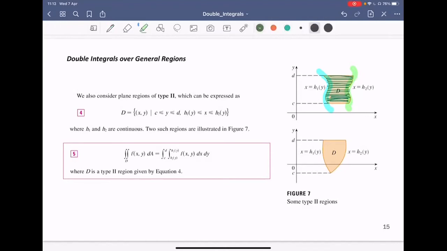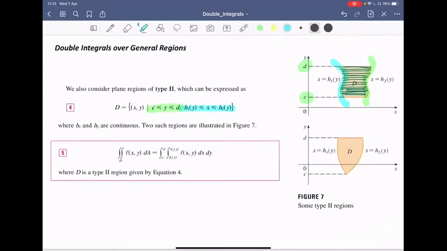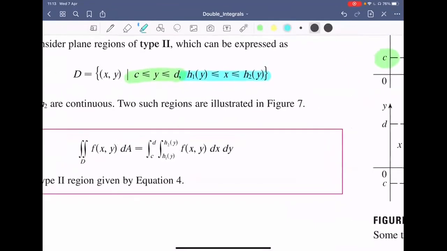Well, for this case, y is in between C and D. C and D is the boundary of y. And x is between h1(y) and h2(y). So when you set up the integration, you're going to integrate dx first, x from h1(y) to h2(y), and then y from C to D.